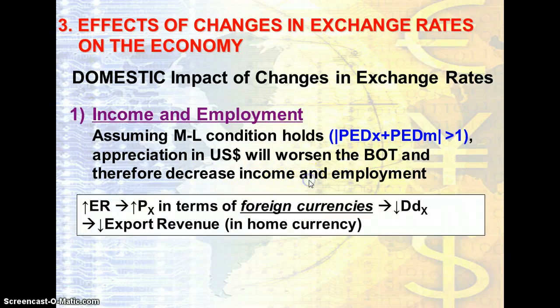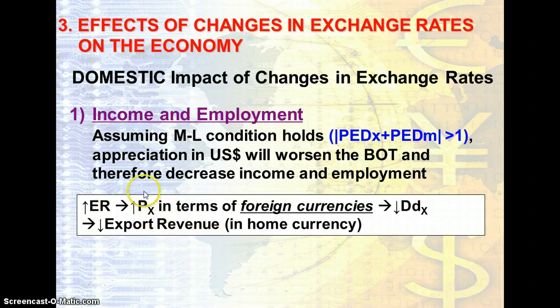Why is this so? Shall we look at it in detail? When there is an appreciation, an increase in the exchange rate of the US dollar, it means that the price of the export in terms of the foreign currency will become more expensive. There is an increase in the price of export. However, the price of the export in terms of the domestic currency doesn't change.